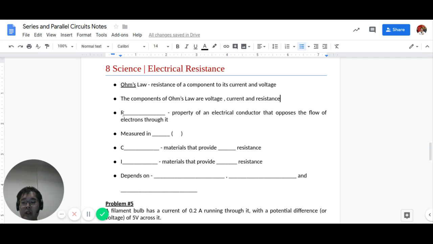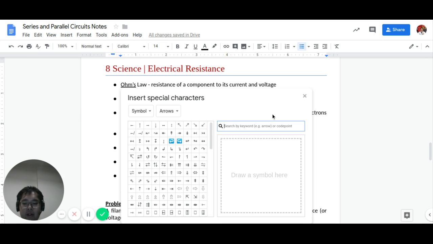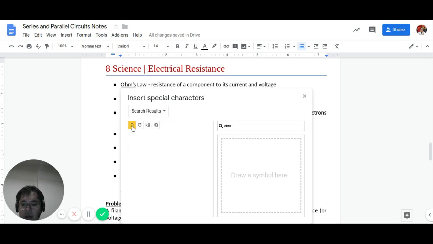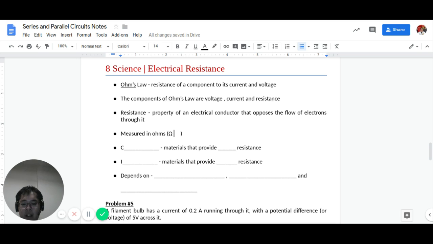And of course, down to the third point is the property of an electrical conductor that opposes the flow of electrons. As you can remember, it is known as your resistance. Resistance in this case is measured in ohms, all right? And the symbol here would be your omega. If I need to search for it, for example, I just type in ohm. All right, so there's the ohm symbol, so I just have to click it. And if I were to X this, ta-da, here you go.